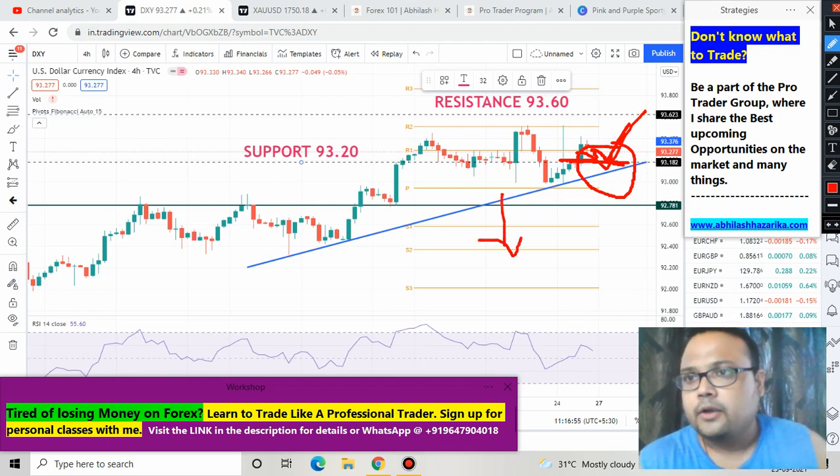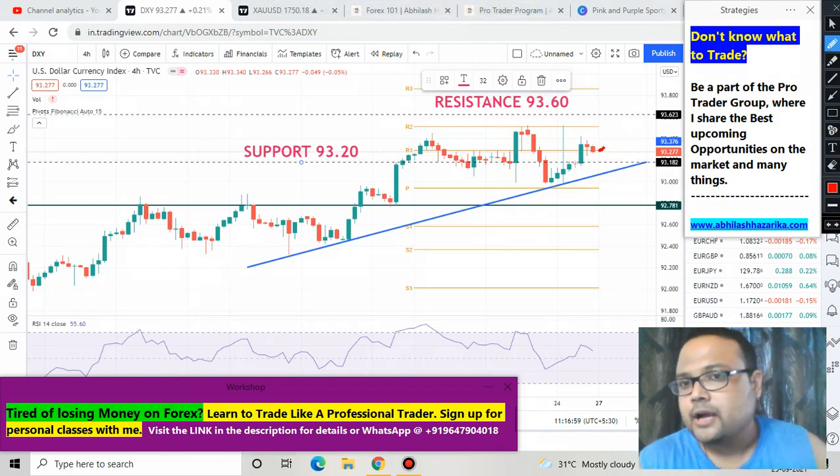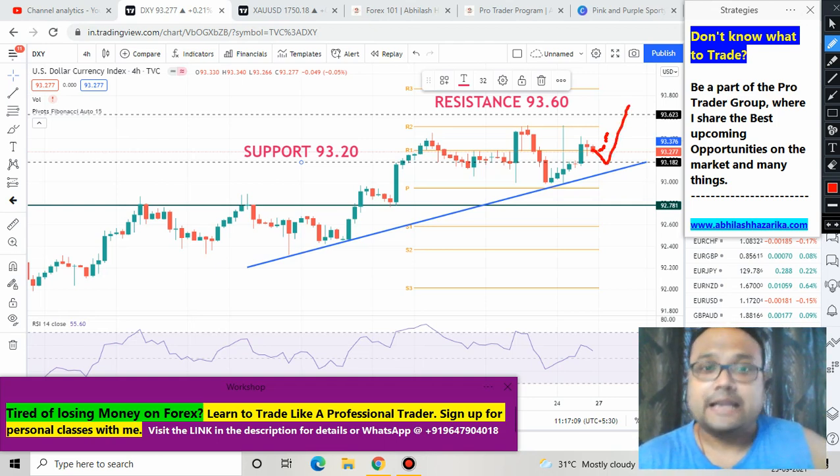And on the other hand, if dollar starts going up from here, then we will see some buying on the price of gold. But right now the possibility of US dollar bouncing from this support level is quite high. So keep your eyes on the chart of DXY. If it bounces from the support zone, then definitely the price of gold will be going down.